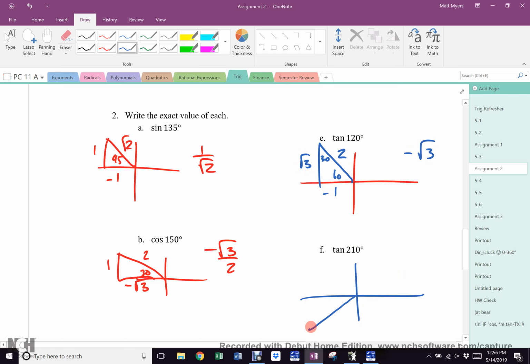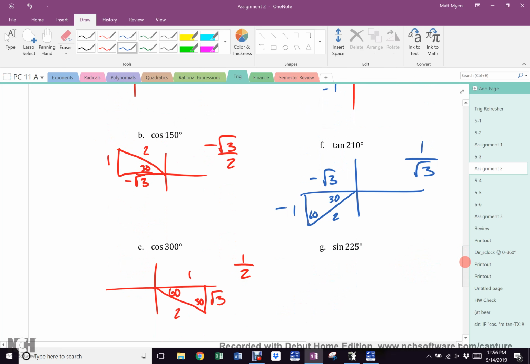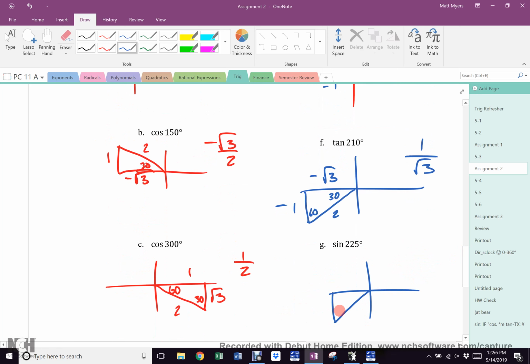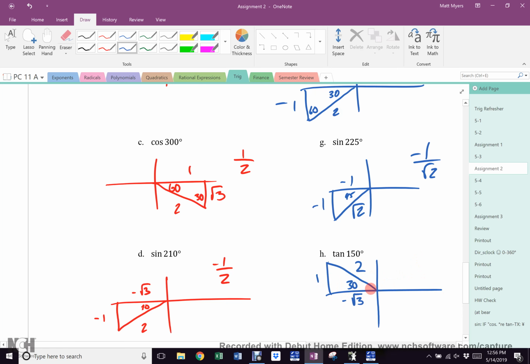Tan of 210, that's down here. There's the 30, there's the 60, 1, 2, root 3, negative, negative. Tan of 210 is 1 over root 3, opposite over adjacent. Two negatives make a positive. 225, right in the middle here. 45, negative 1, root 2. Sine, negative 1 over root 2. And tan of 150, right there. 30, 1, negative root 3, 2. Tan of 150 is opposite over adjacent, 1 over root 3, negative.